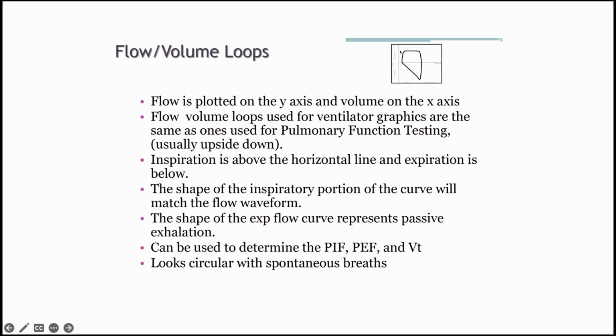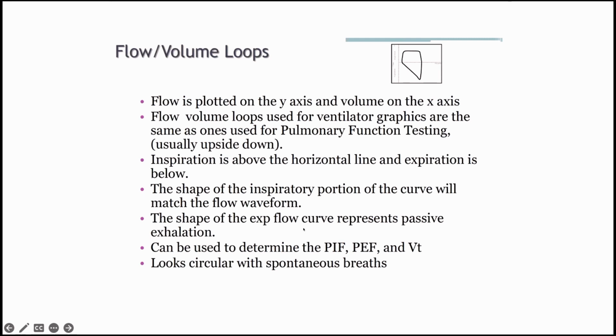What I mean to say is that the inspiratory part will be in the upper part and the expiratory graph will be on the lower part. This part will be inspiration, this part will be expiration. So inspiration is above the horizontal line, expiration is below the line. The shape of the inspiratory portion of the curve will match the flow wave pattern. If it's a constant flow, it may be flattened like this. But in the pressure control mode, it may be decelerated flow, just triangular, just like that. I will be showing this in the coming slides.